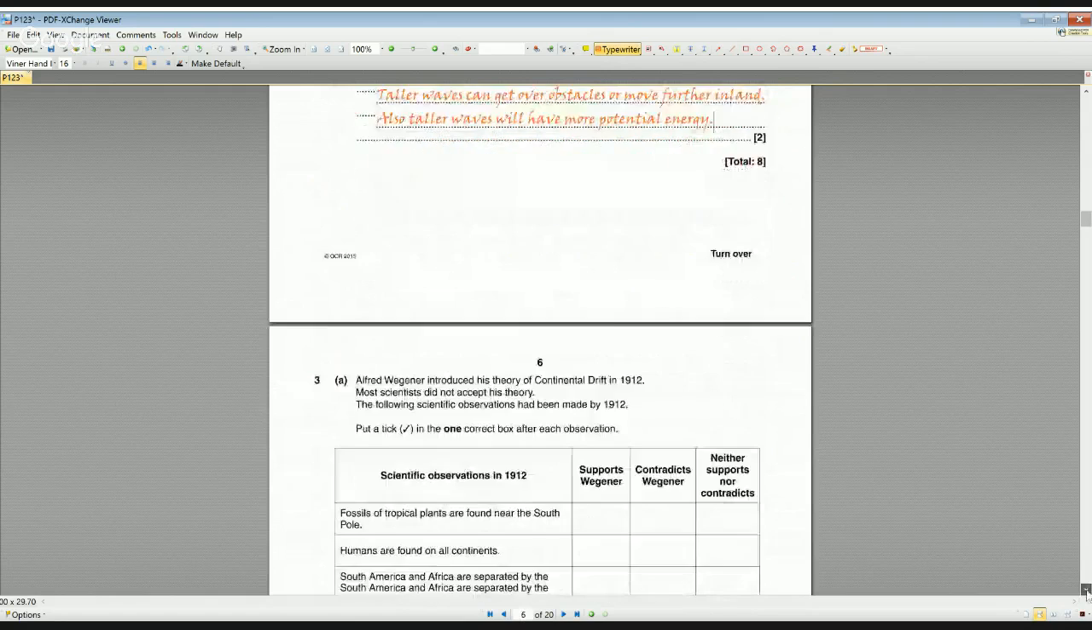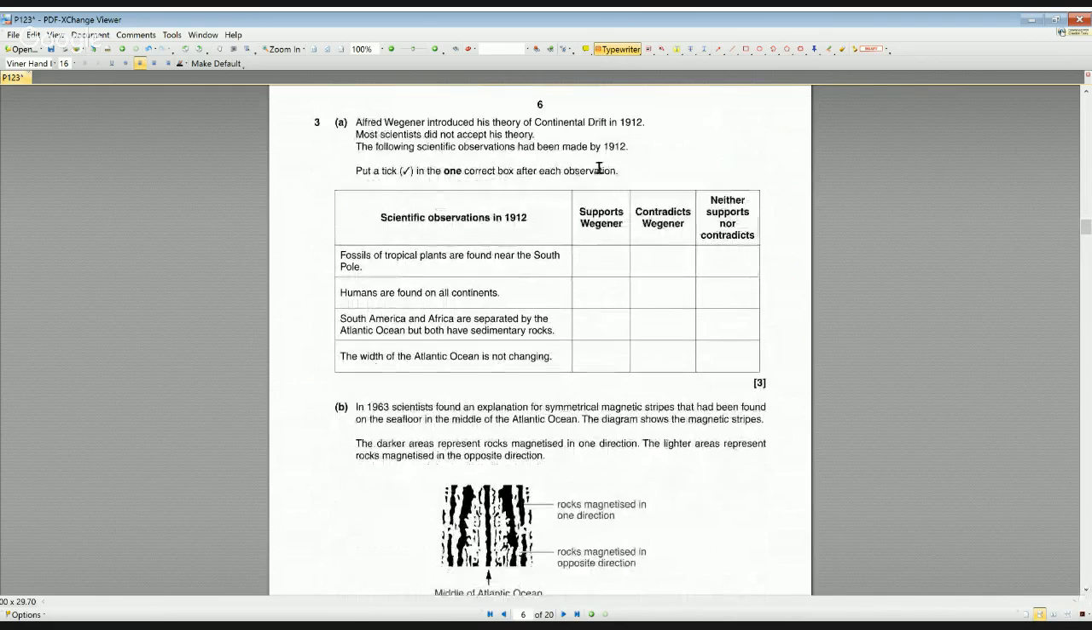On to question 3, it's very common to have questions about Alfred Wegener's theory of continental drift. Many scientists didn't accept his theory when it was first proposed. These were the scientific observations that were available in 1912 when he proposed the theory. So we've got to say which ones support his observations, which ones contradict it. So fossils of tropical plants are found near the South Pole.